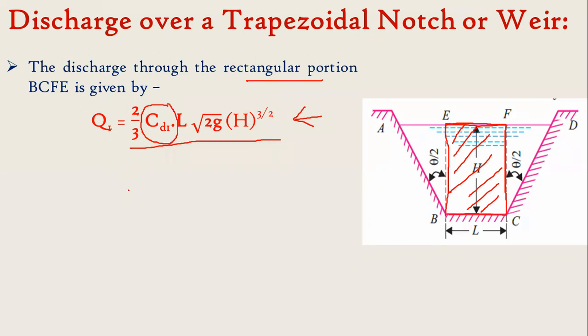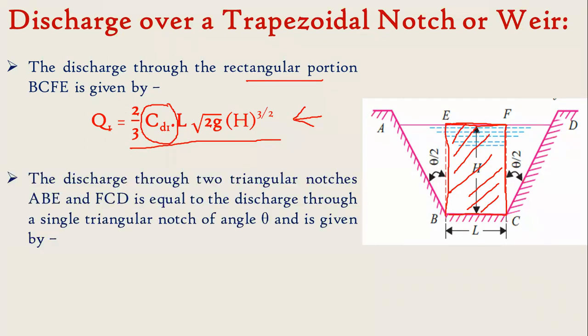Similarly, I will find out the discharge through the triangular portion. So the discharge through two triangular notches ABE and FCD. Okay, ABE. Okay, so this is the first portion. I'll show it in the hatched part, and this is the second portion FCD.